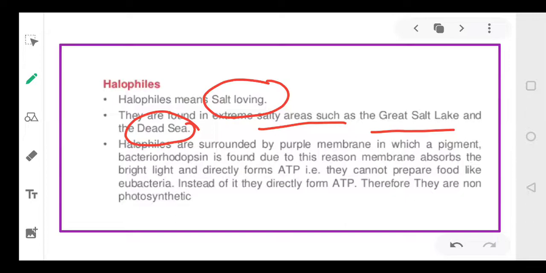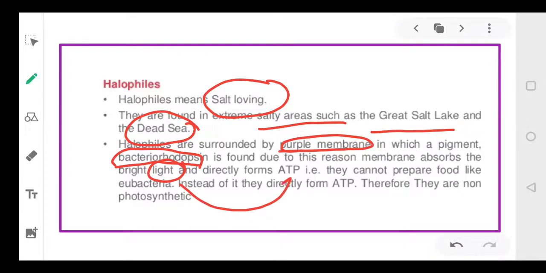These bacteria, the halophiles, have a purple membrane, right? Their membrane is purple because they contain a pigment called bacteriorhodopsin. What is the function of this pigment? It absorbs light and directly forms ATP, isn't it? Just imagine if this happened for us, if we absorbed sunlight and it was directly converted into ATP. It would be a miracle, isn't it?